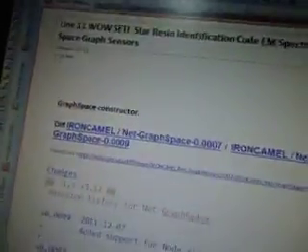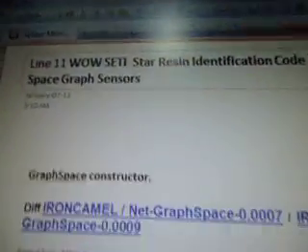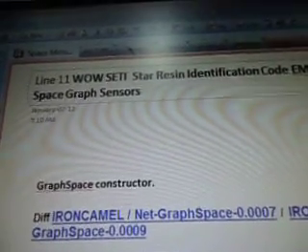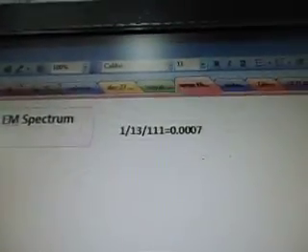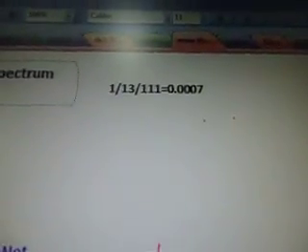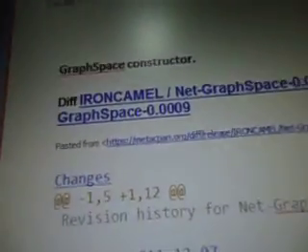Okay, so let's click over to number 11. It's the line 11 Wells SETI star resin identification code EMSpectrum spacecraft sensors. So this is part 60, and the equation is 1 divided by 13 divided by 111 equals 0.0007. Okay, so the GRAPHSPACE constructor came up.